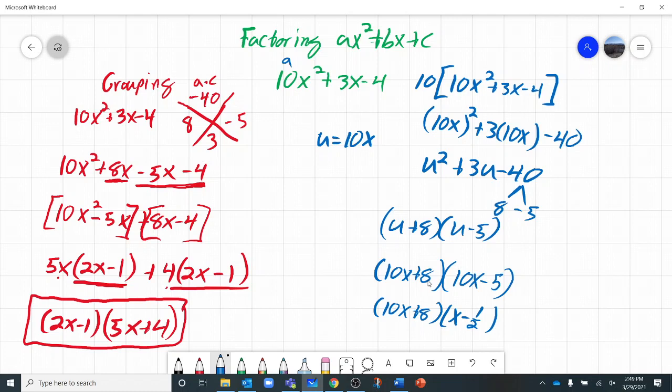But if we look at our other parenthesis, 10x plus 8, we can factor a 2 out of that. And so we have 2 times, we factored a 2 out, that leaves it as 5x plus 4 times x minus 1/2. And then we can multiply that 2 into the other parenthesis, and we end up with 5x plus 4 times 2x minus 1, which is what we got for the other one, although we did flip around the order. And that's it.